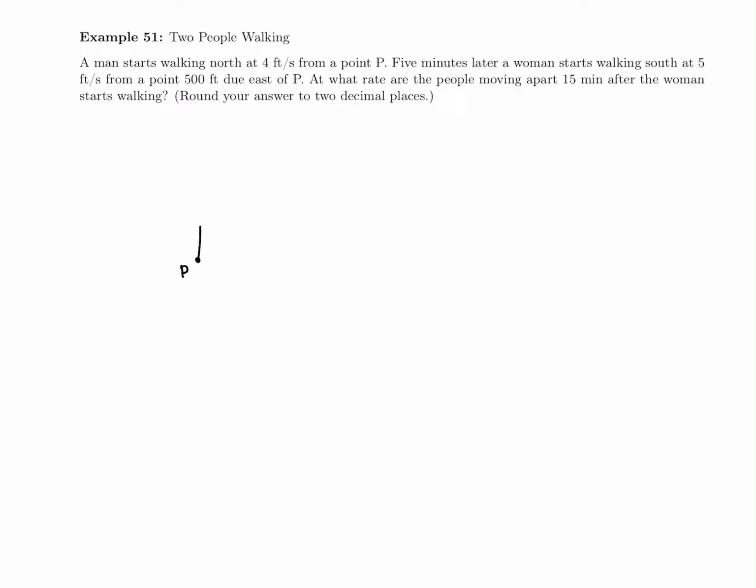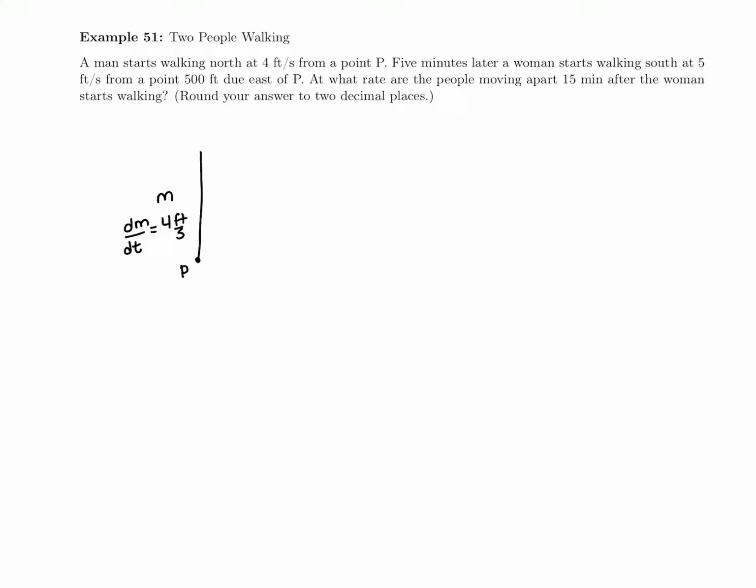Here we have a related rates example where we have two people walking. A man starts walking north at 4 feet per second from a point P. I'm going to put point P here, and the man is walking north, so I'm going to draw a line going up. And I don't have a constant to mark that line because the placement of the man is going to change as he walks. So I'm just going to call it M, because I don't know where he is in relation to point P, but I know how fast he's moving with respect to time. dm/dt is 4 feet per second.